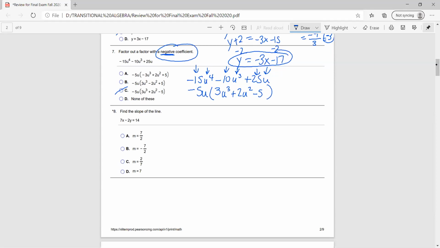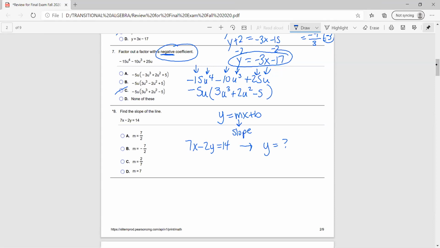It says find the slope of the line. What you want to keep in mind is that y equals mx plus b is the equation that has the slope in it that's easiest to find. The slope is always in front of the x if it's written like this. So if I have something that says 7x minus 2y equals 14, I need to rearrange it so that it has the y in the front.